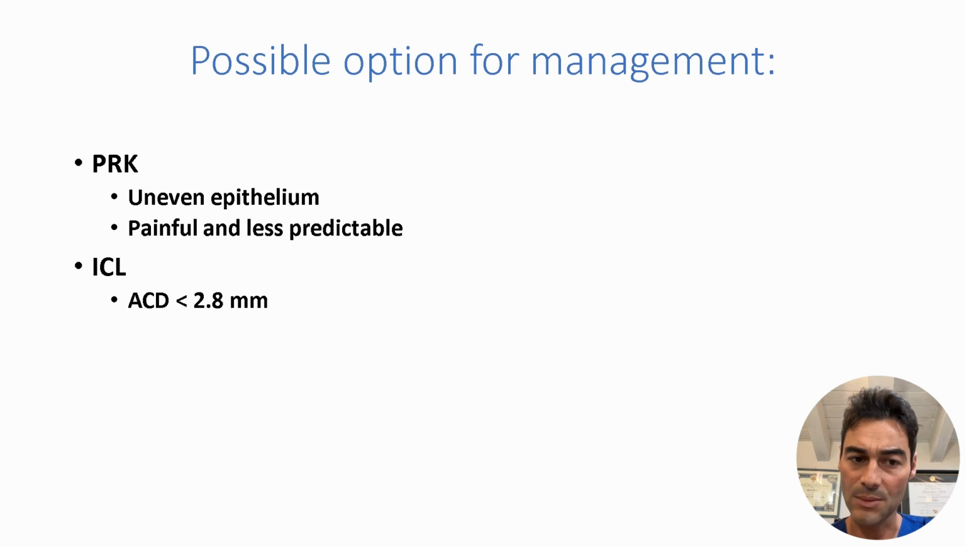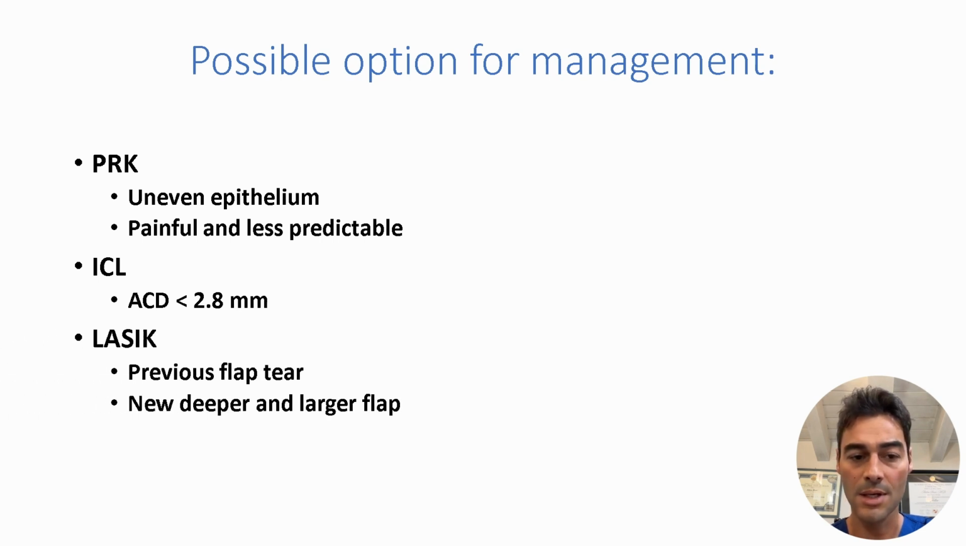The ICL was another option, but the anterior chamber depth was too shallow. We were well below 2.8 millimeters. So the remaining option was a new LASIK. And of course, reopening the previous flap was not a good idea because of the tear. So our decision was to create a new, deeper and larger flap underneath the previous one in order to create a new plane for the enhancement.